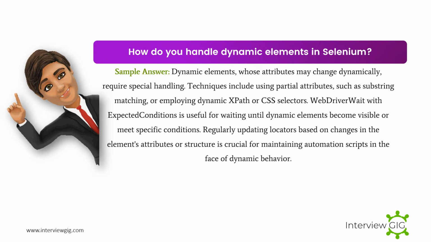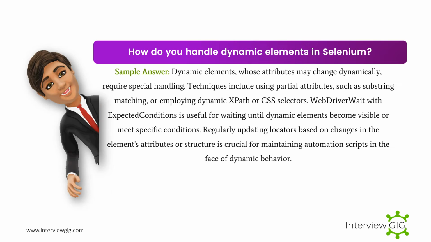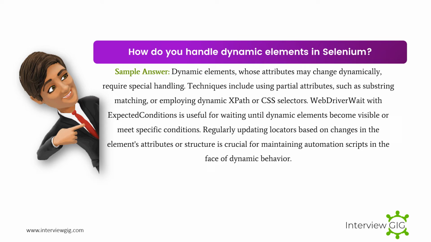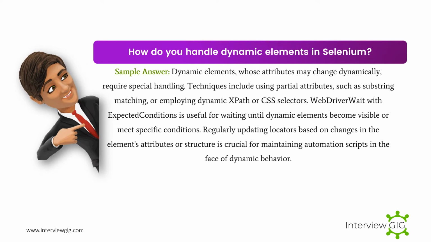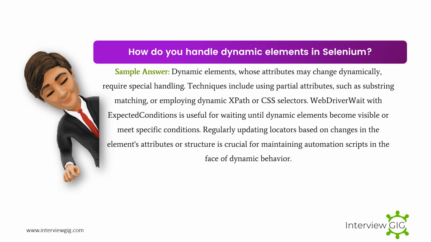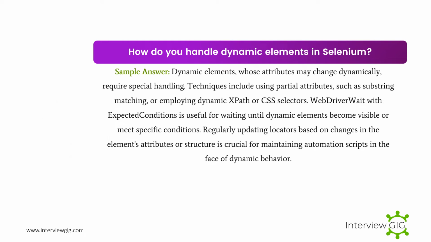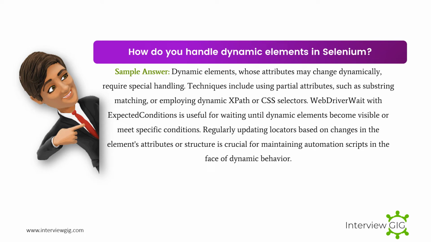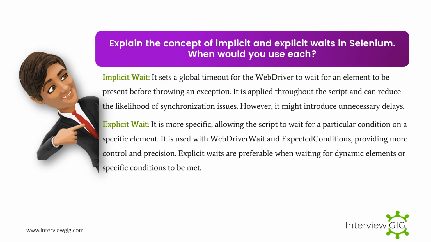How do you handle dynamic elements in Selenium? Dynamic elements, whose attributes may change dynamically, require special handling. Techniques include using partial attributes, such as substring matching, or employing dynamic XPath or CSS selectors. WebDriverWait with expected conditions is useful for waiting until dynamic elements become visible or meet specific conditions. Regularly updating locators based on changes in the element's attributes or structure is crucial for maintaining automation scripts in the face of dynamic behavior.